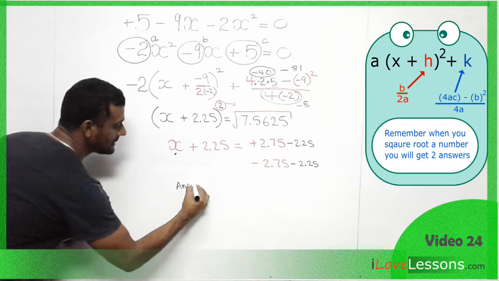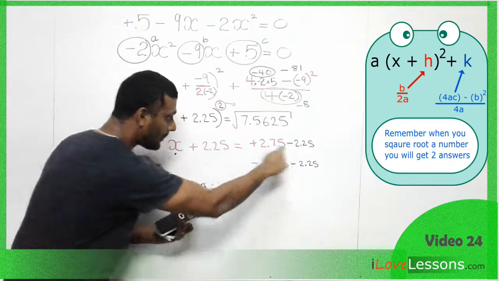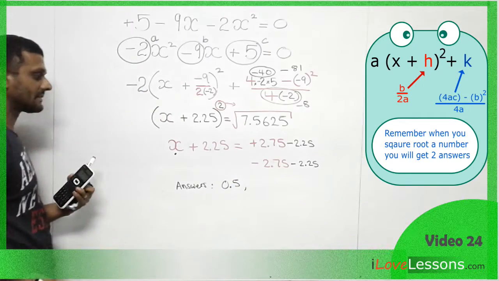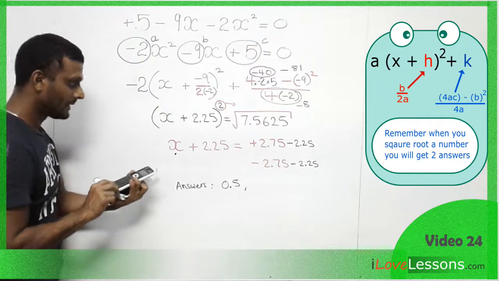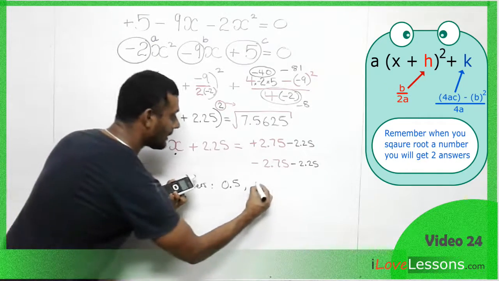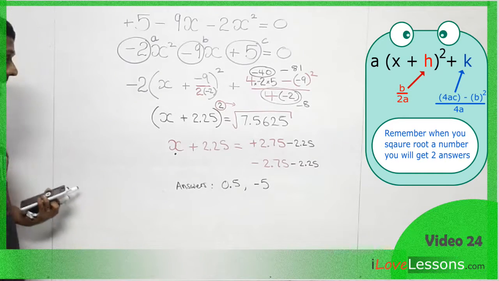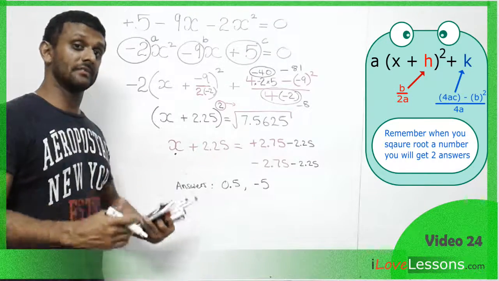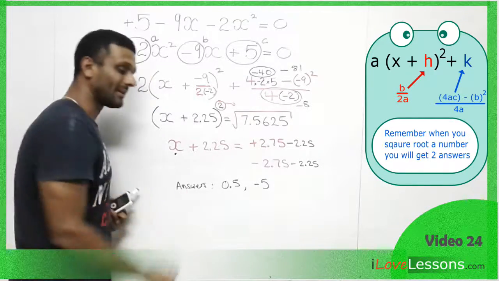So our two answers, let's work this out in our calculator. 2.75 minus 2.25 will give us 0.5. That's my first answer. Then we're going to work this one out. Right? And we got minus 5 for this one. Right. So that's it. We did two examples on how to express a quadratic in its vertex form, and then using the vertex form solve the quadratic to get our two answers.